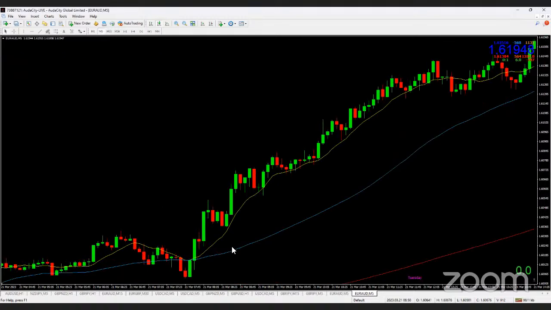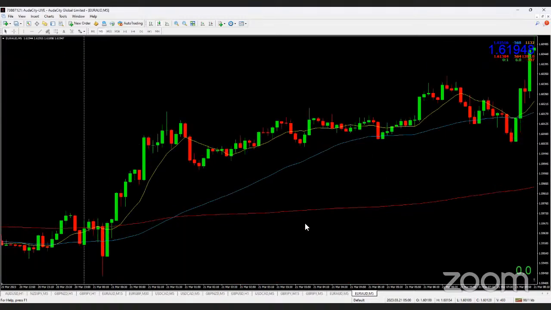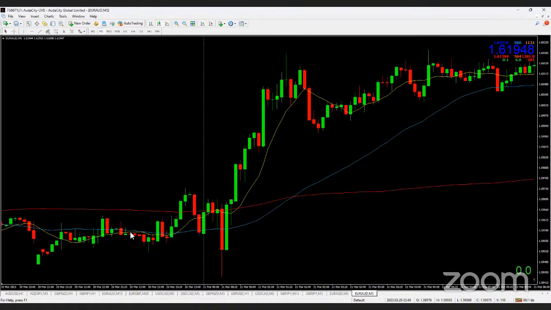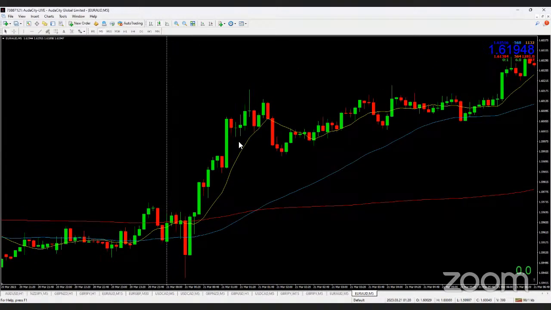Let's see. Here, for instance, you can see the moving averages are just crossing, the way we want it. By the time we get here, let's mark it up. By the time we get here, the price is lined up the way we want it. Why? Because we have the 10 above the 50, which is above the 200.